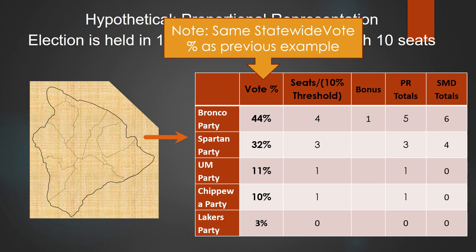But wait, let's go back to the Lakers Party. Under the single member district system, the Lakers Party had no hope ever of winning any votes. But over, say, maybe the next 10 years with good planning, good communication, could they achieve 10% from 3%? They could, right? We see this in countries around the world.